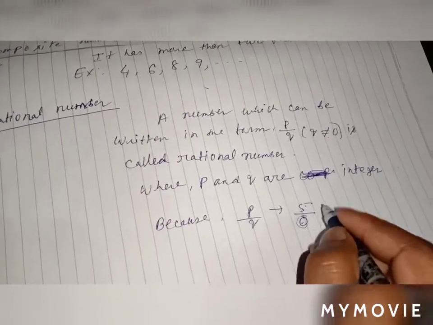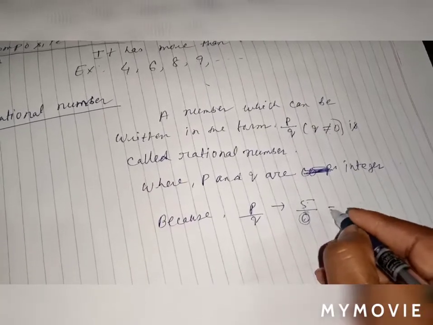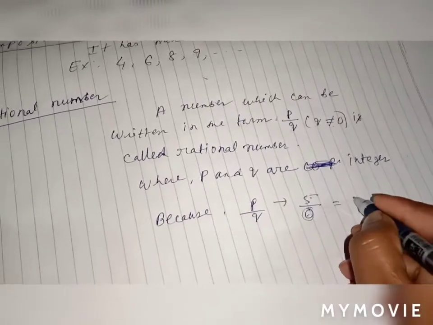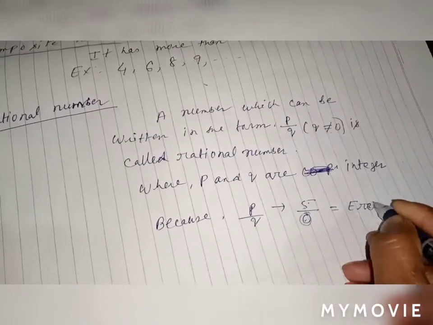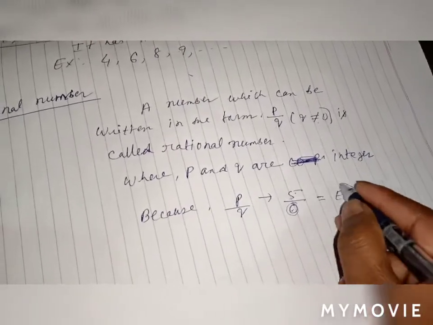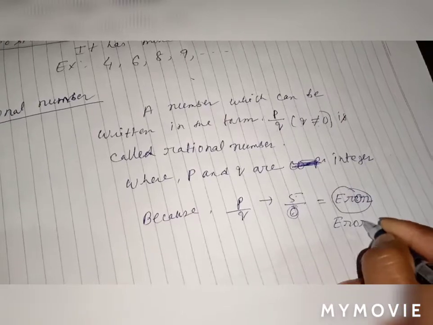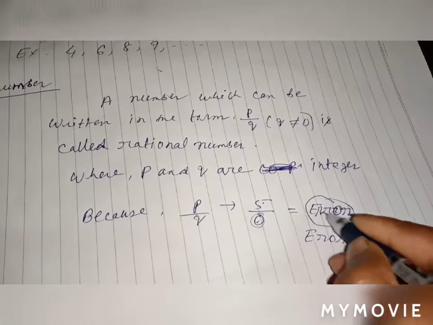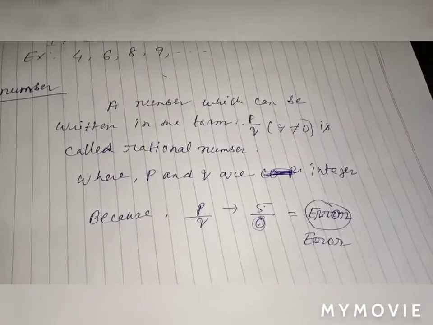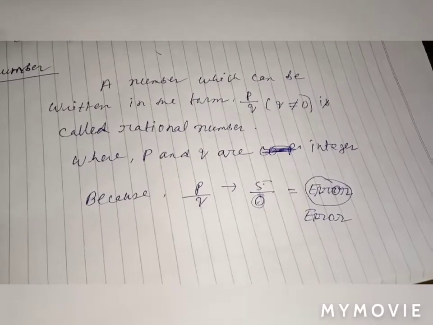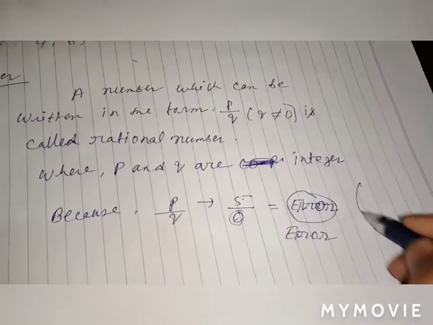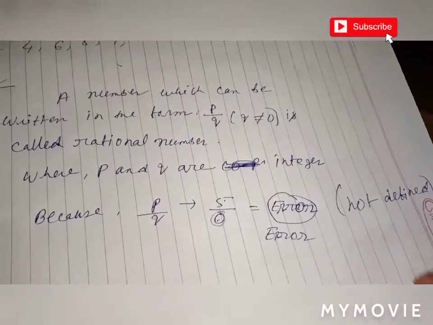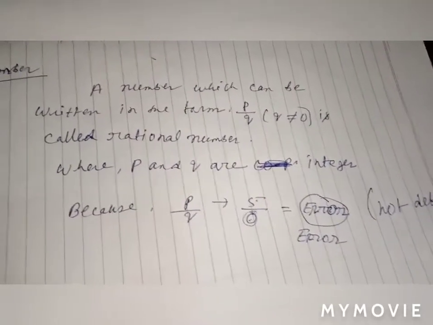If you try on a mobile or any electronic device to divide 5 by 0, or 6 by 0, or any number divided by 0, you will see a message: Error. In mathematics language, you can say it is not defined. So it is not possible. That is why q is not equal to 0.